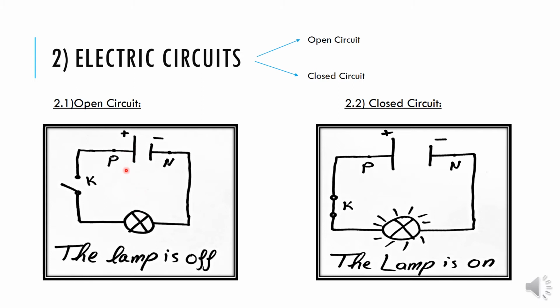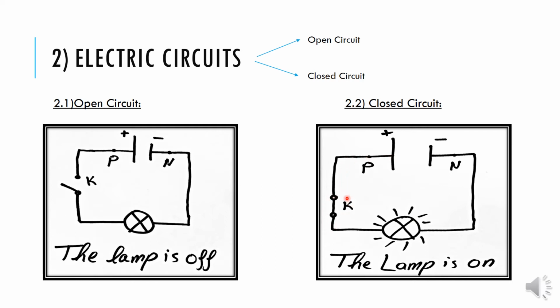Here in the open circuit, the switch is open. So the current flows from the positive terminal, but there's an interruption here. It cannot get back to the negative terminal, so the circuit is considered an open circuit and the lamp is off.